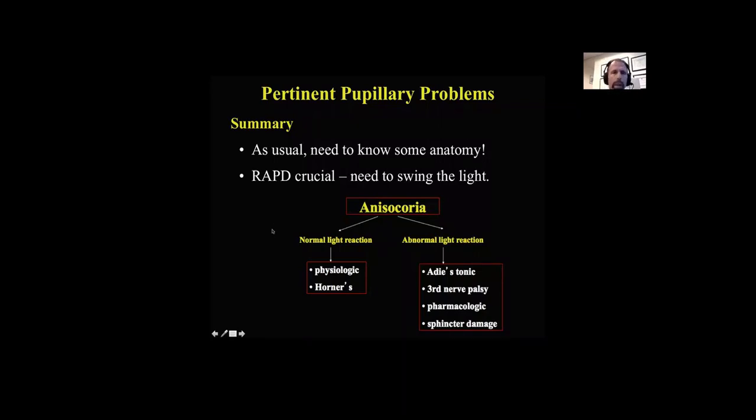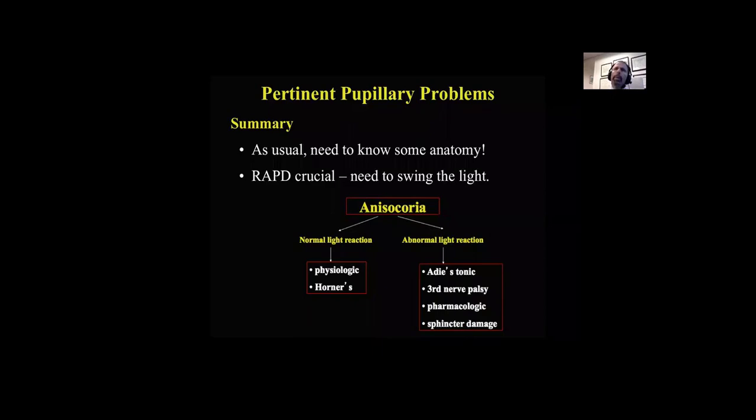Can you see abnormal consensual reflex and no relative afferent pupillary defect? Sure. If I pharmacologically dilate one of your pupils, there will be no consensual reflex, right? But there will also be no relative afferent pupillary defect. So anything that affects the efferent side of things will cause a problem with the consensual reflex, and there will be no afferent pupillary defect. Should the other eye be occluded while performing the direct light reaction test? No.